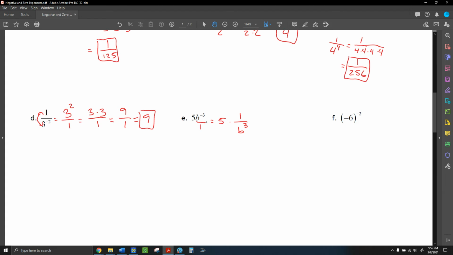Well, we know how to multiply fractions. We just multiply straight across. So we can write 5 as 5 over 1. We get 5 over b cubed.